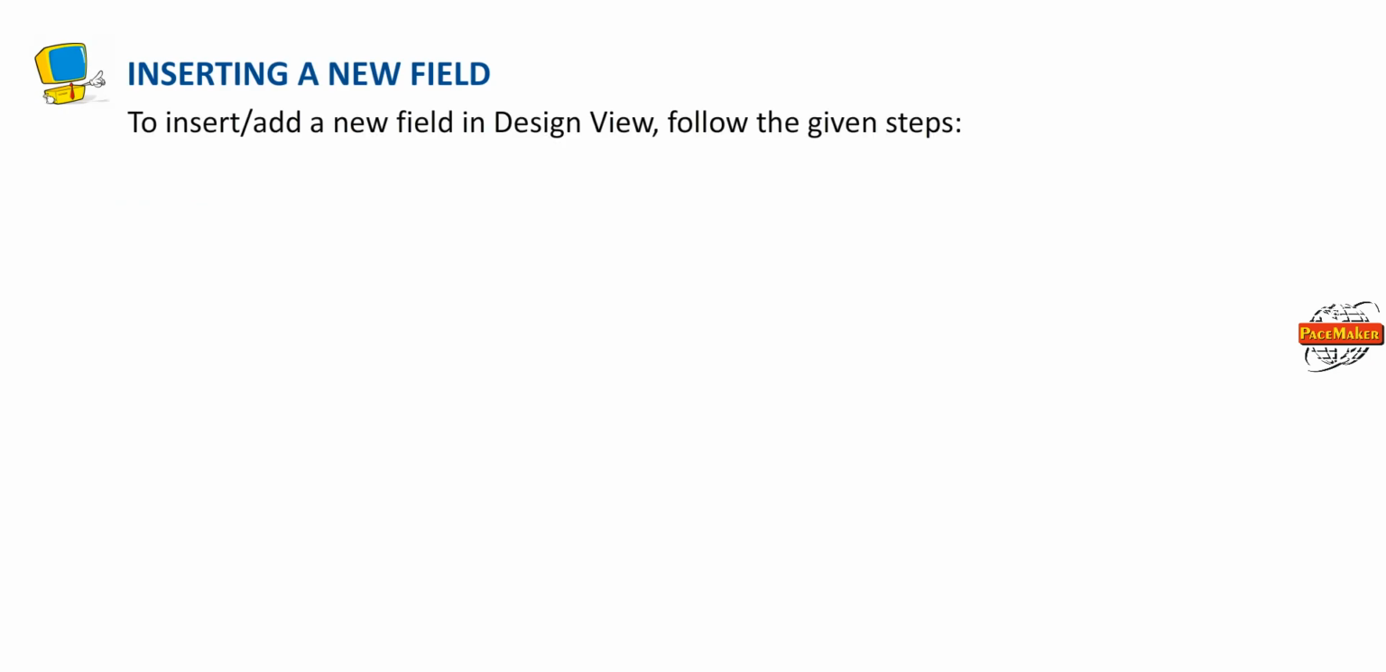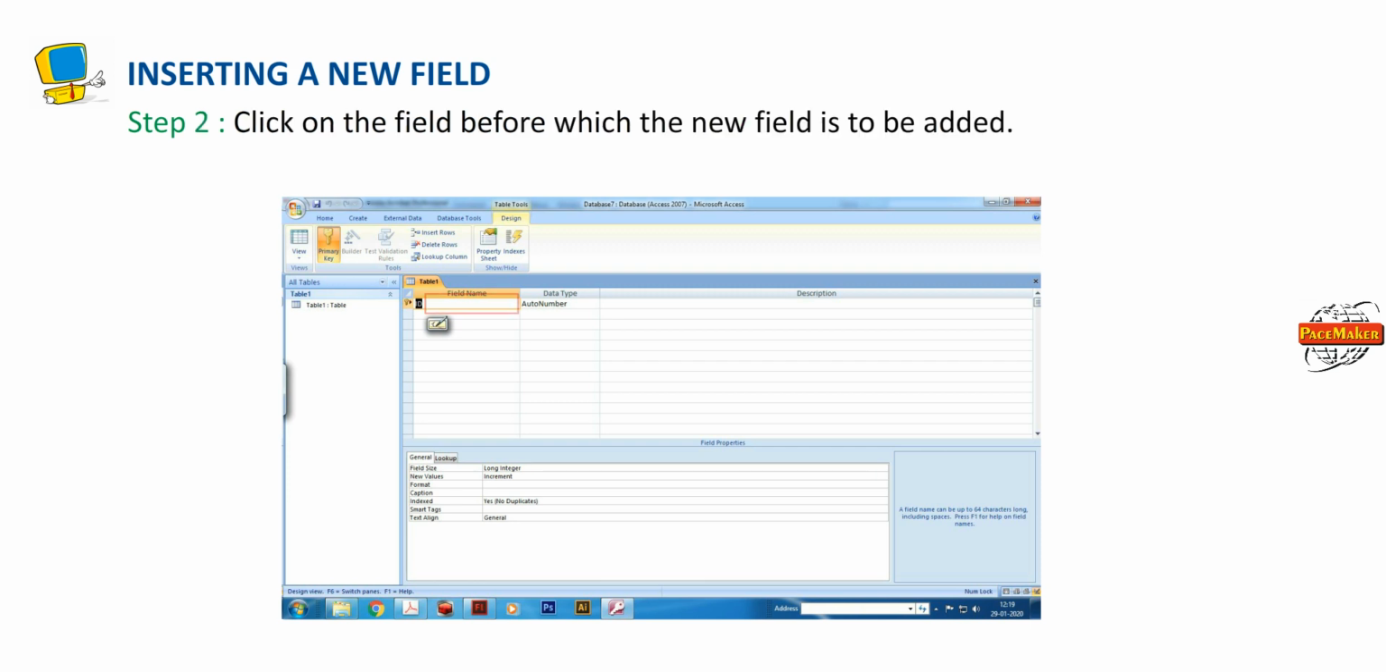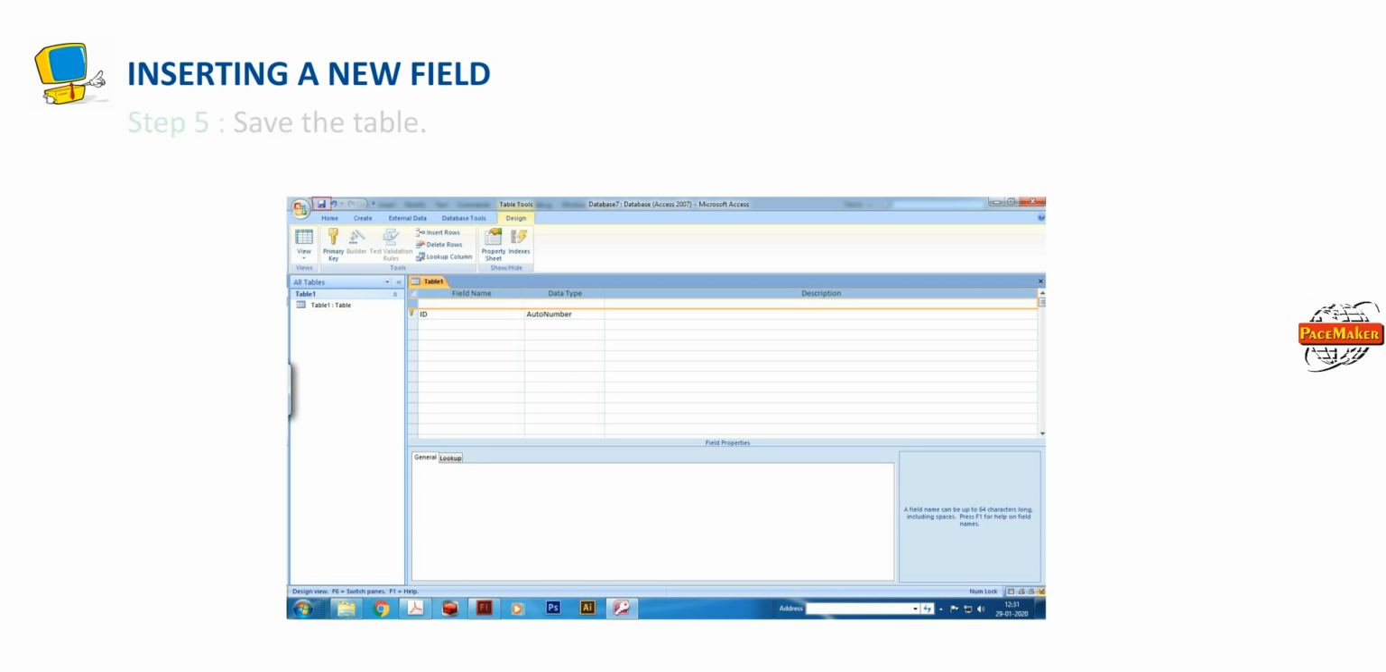Inserting a new field. To add or insert a new field in Design View, follow these steps. Step 1. Open the desired table in Design View. Then click on the field before which the new field is to be added. In Step 3, click on the Design tab and click on Insert Rows. Step 4. A new field is inserted. Enter the field name, select the data type and save the table.